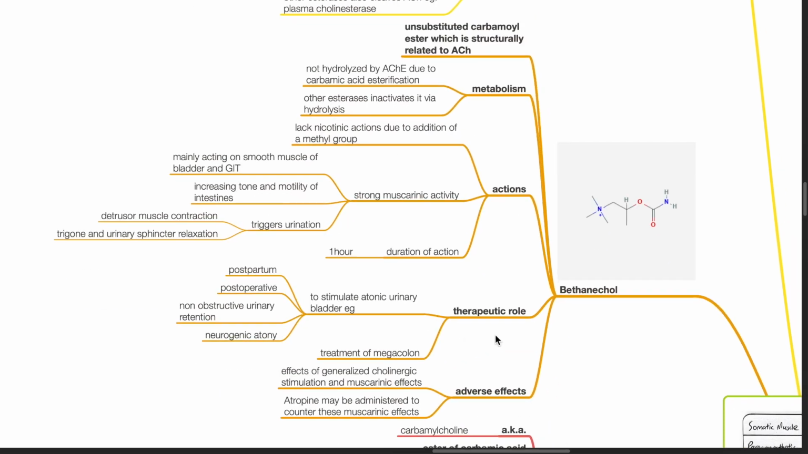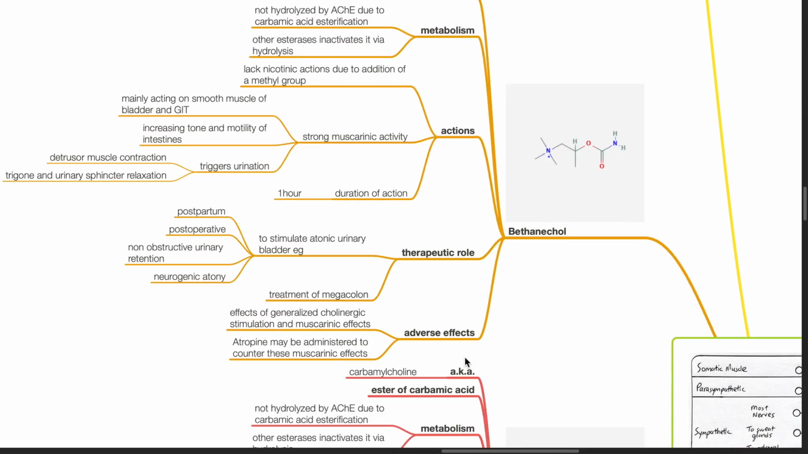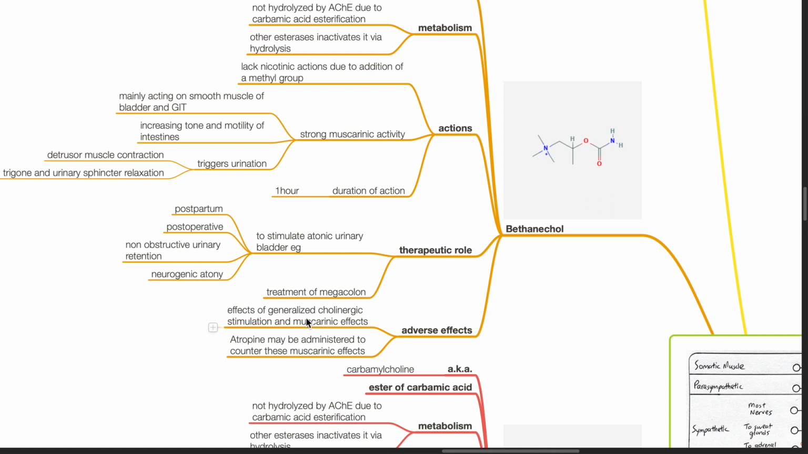Therapeutic role of bethanechol. To stimulate atonic urinary bladder, such as during postpartum, postoperative, non-obstructive urinary retention, and neurogenic atony. Treatment of megacolon. Adverse effects. Effects of generalized cholinergic stimulation and muscarinic effects. Atropine may be administered to counter these muscarinic effects.